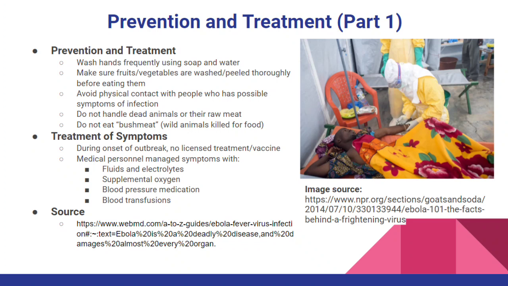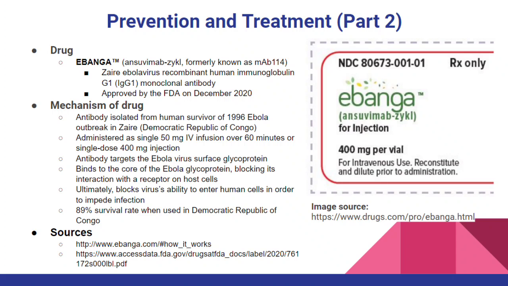Now, for treating the symptoms of Ebola. During the onset of the outbreak, there was no licensed treatment or vaccine at the time. As such, medical personnel managed the symptoms by doing the following: giving fluids and electrolytes, supplemental oxygen, blood pressure medication, and blood transfusions. This ties back to the previous slide that mentioned that a complication of Ebola is reduced blood pressure and oxygen levels.